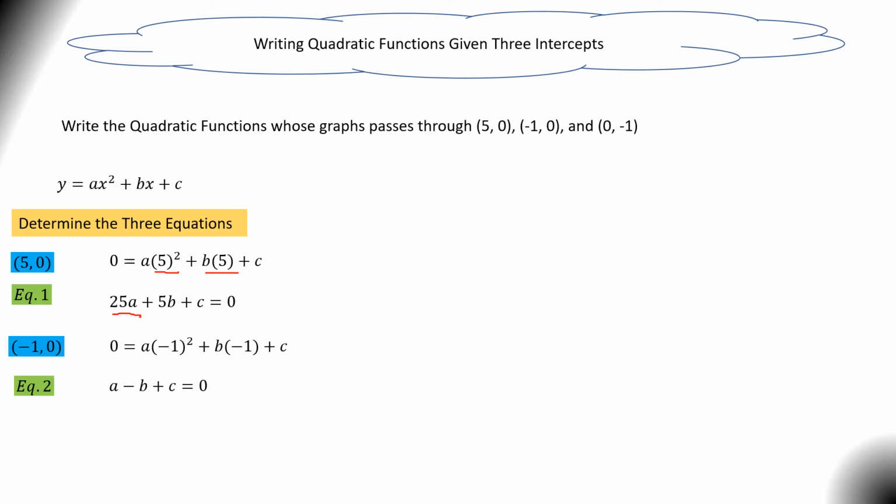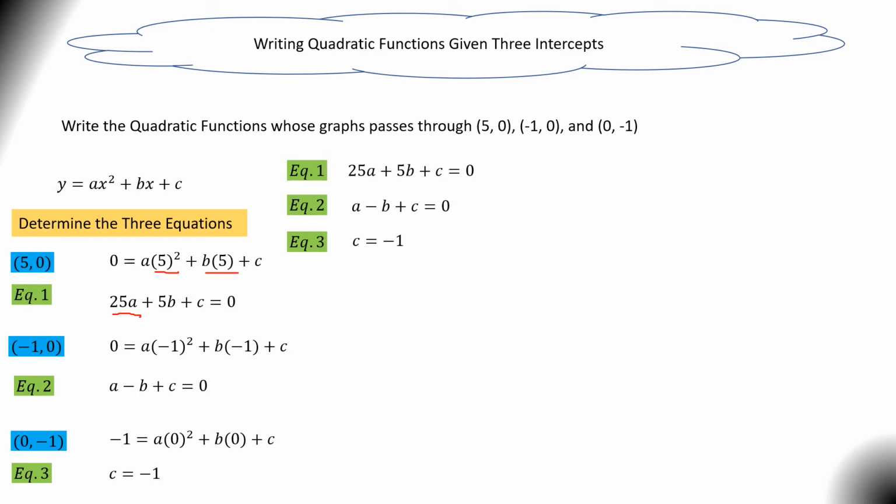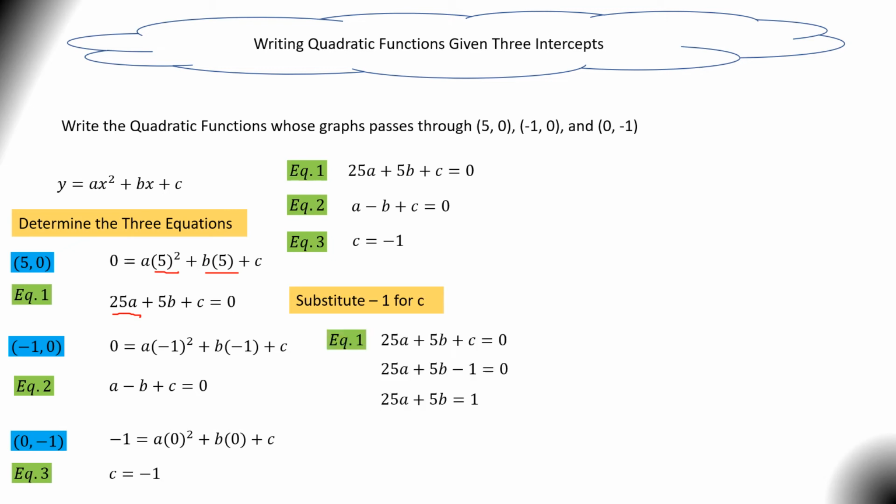Equation number 1. Equation number 2, negative 1, 0. Ulit, sinubstitute lang natin. Kaya may nakuha tayong a minus b plus c equal to 0. Equation number 3, substitute 0 and negative 1. c is equal to negative 1. Ayan po yung equation natin. Equation number 1, equation number 2, and equation number 3. Then substitute negative 1 for c. Ayan po siya. For equation number 1, 25a plus 5b plus c, pinalitan lang natin to ng negative 1. Then, ilipat natin si negative 1 dito, magiging positive. So, 25a plus 5b equal to 1.